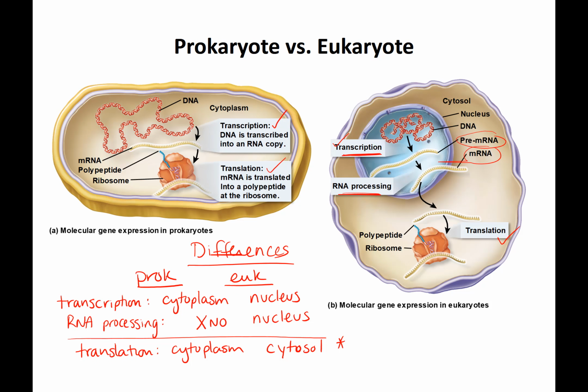Okay, so we'll put these as, well, same. They both have ribosomes. Check, check. They both have DNA. They actually use a very similar mRNA code. So you can actually translate prokaryotic genes just like eukaryotic genes. Something you'll do in molecular biology.